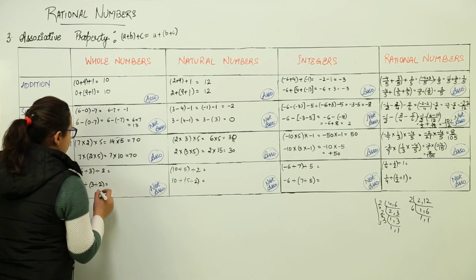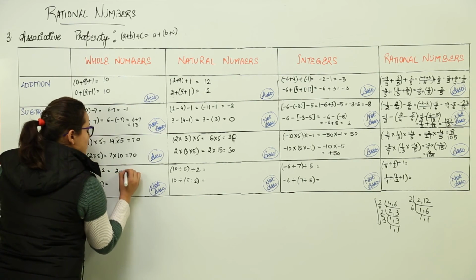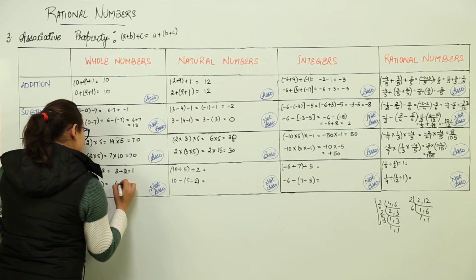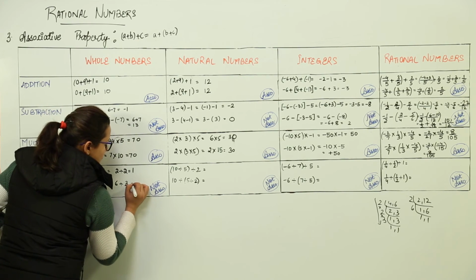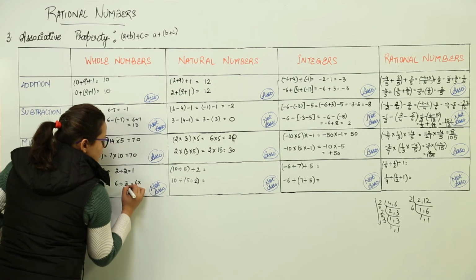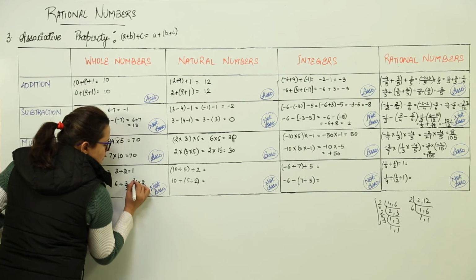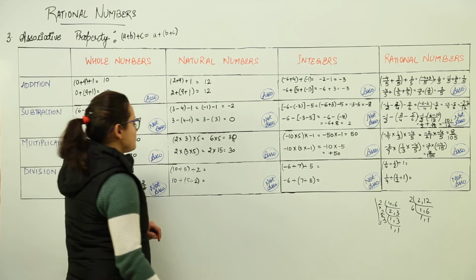Last is the division part. 6 divided by 3 gives you 2 and 2 divided by 2 gives you 1. 6 divided by 3 divided by 2. I'll do it this way. So 6 into, what is 3 by 2? The reciprocal of 3 by 2. 2 by 3, you get 4. That means this is not associative.